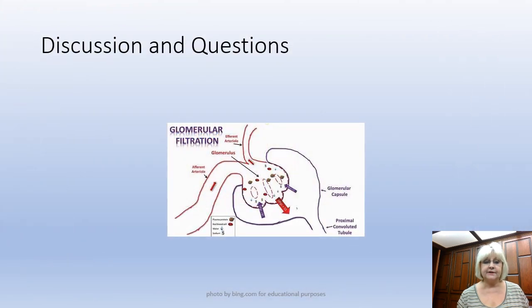Okay, so we're just going to take a few minutes for discussion and questions. Here's another really good diagram of the GFR. You can see the afferent going in, the efferent where it is coming out, and you can see right where the glomerulus is. It's a better drawing of the capsule, and you can see the proximal convoluted tubule also. So just take a few minutes for discussion and questions.